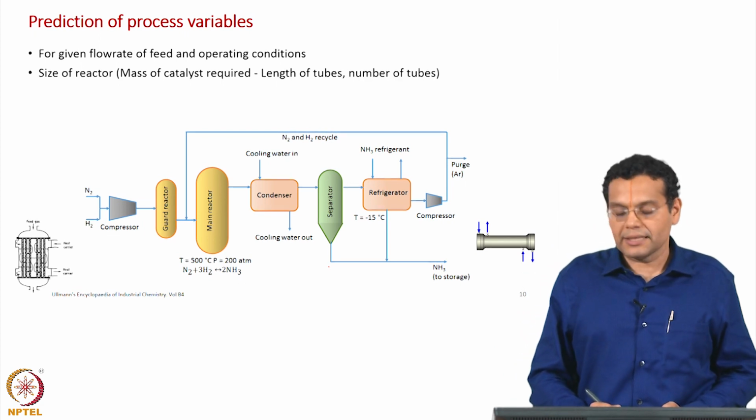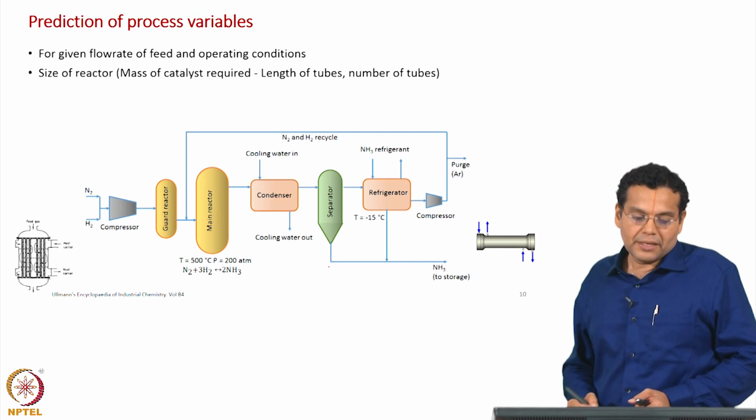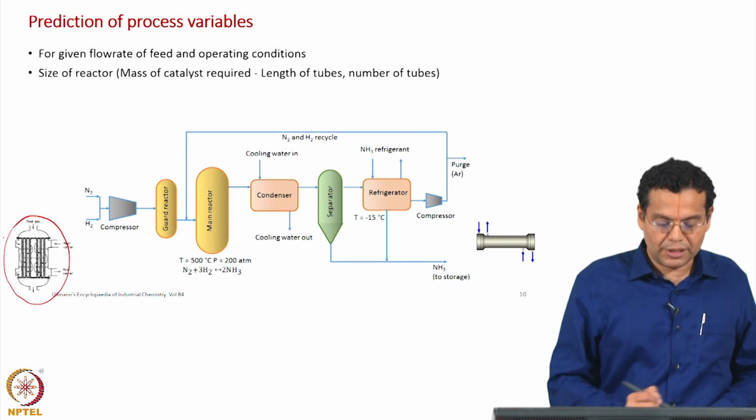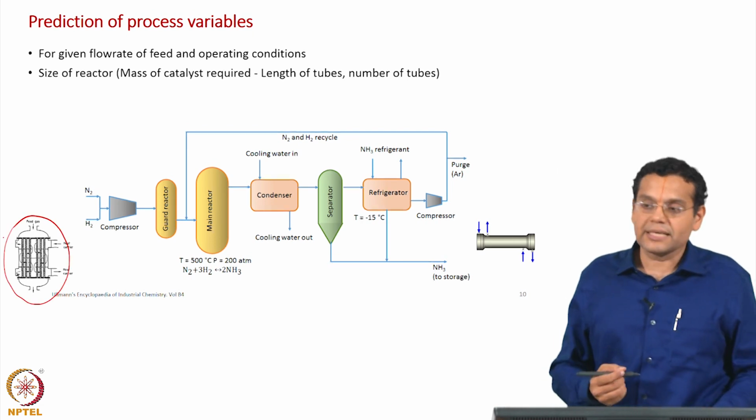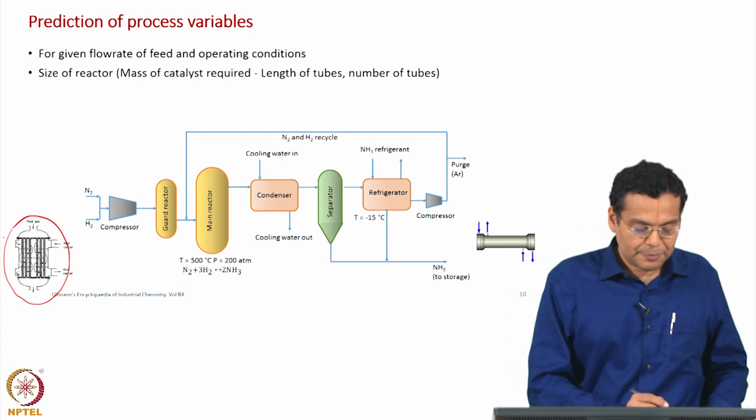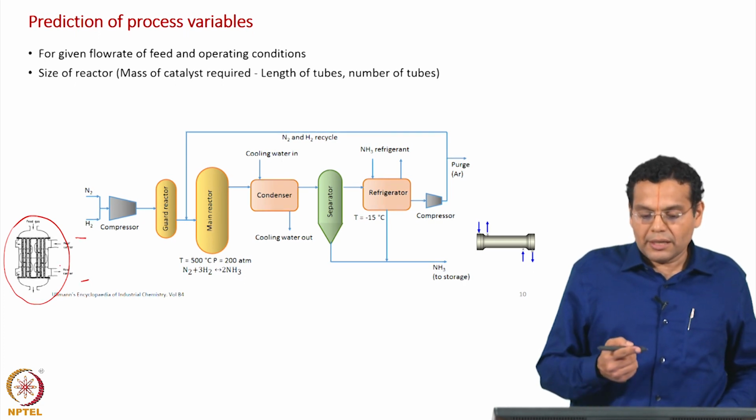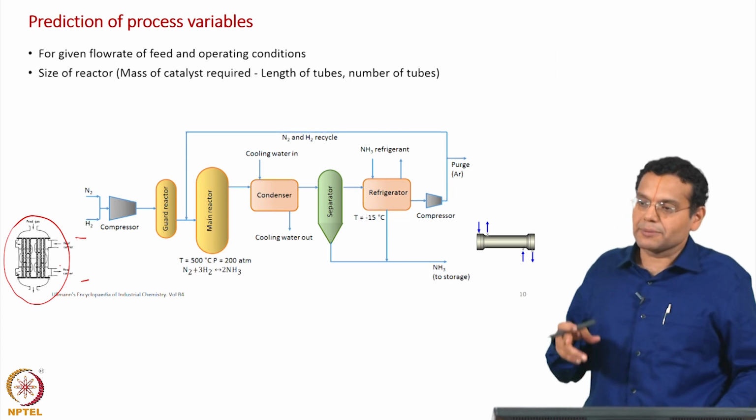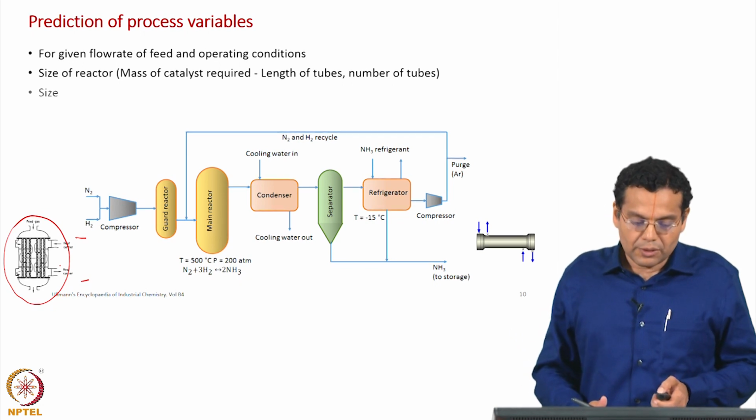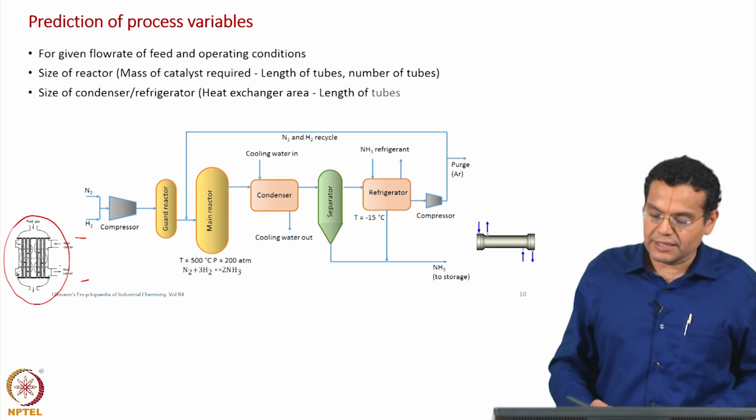What do you mean by size of the reactor? As I said some time back, we have used a catalytic reactor, a multi-tubular catalytic reactor shown here. So, when I say size, I mean mass of catalyst required, which is equivalent to finding out the length of the tubes required and the number of tubes required. So, mass of catalyst required can be expressed in terms of length and number of tubes, that gives the size of the reactor.